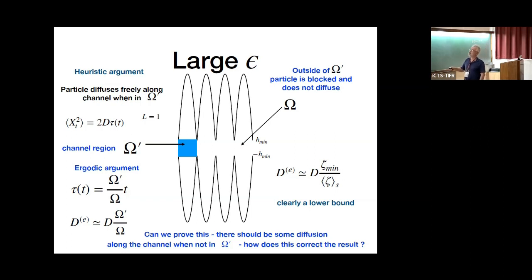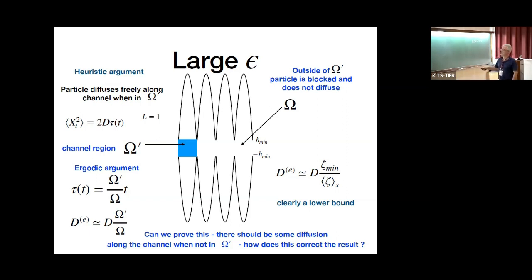So basically the argument would be that x squared of t would go like 2D times tau of t, where tau of t is the time that you spend in this channel up to time t, okay? And so a basic ergodic argument would then tell you, well, okay, if this omega is the total volume of the unit cell, then tau of t over t is just equal to omega prime divided by the total volume, okay? So this is what you find. This tells you that D effective should be equal to omega prime divided by big omega times D0, which gives you this formula here.